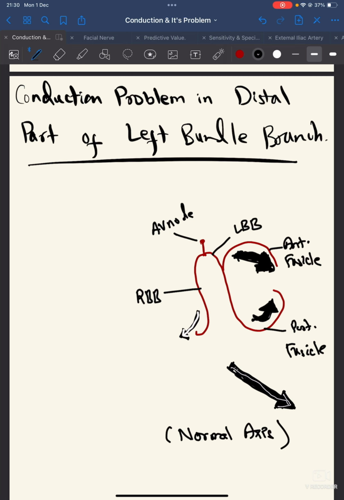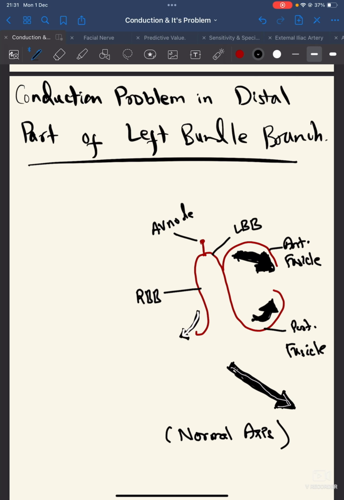As the mass of the left ventricle is larger than that of the right ventricle, it will have more blood supply from its arteries, more nerve supply, so it will have more pathway for the conduction as well. So the right bundle branch will not have further branches, while the left bundle branch is further divided into the anterior fascicle and the posterior fascicle. Depolarization wave therefore splits into the ventricle by the three pathways.